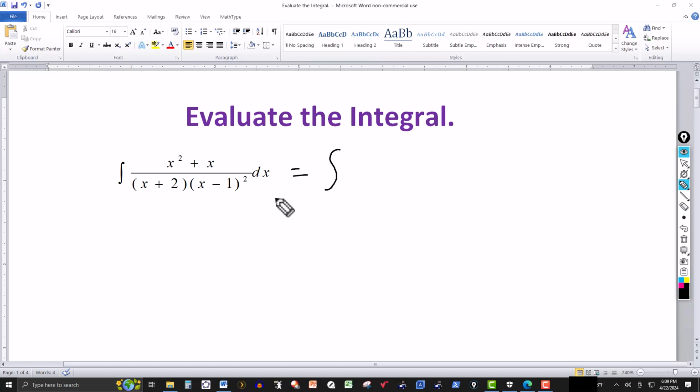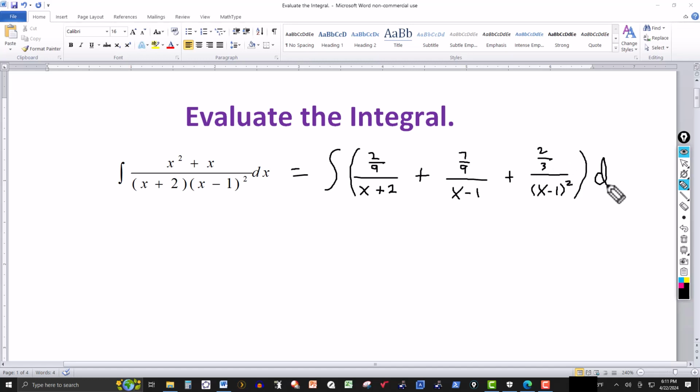And then we just use what we got here. So we got a was 2/9. So you put 2/9 here for the a. The denominator was x plus 2. And then it's going to be a plus b over x minus 1. So b was equal to 7/9. So this would be 7/9, and that was over x minus 1. And then it was plus c over x minus 1 squared. So this is x minus 1 squared. And the c was 2/3, with respect to x.